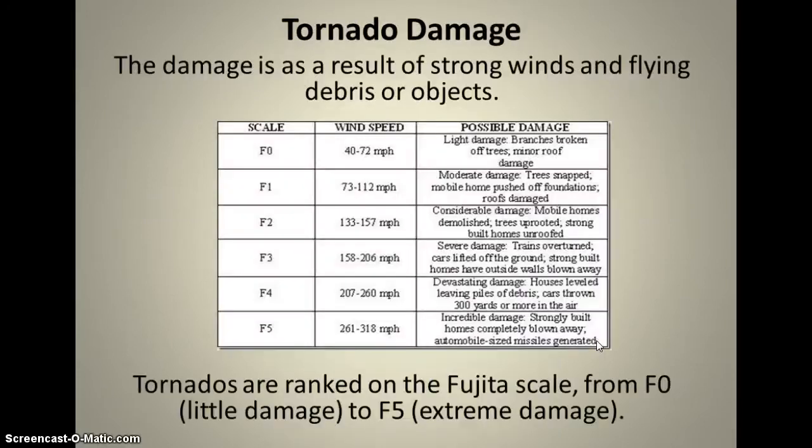So when we talk about tornado damage, we always hear about the F scale, right? The Fujita scale from F0, which is not very much damage, which we hope for if in fact we do have a tornado, to an F5, which is the extreme damage, where it's almost hard to see what the town ever originally looked like. So it's a result of strong winds and flying debris or objects. So it can sometimes pick up cars and houses and really big objects. Here is an example of the actual scale, the wind speeds that they use to determine the strength of the tornado, as well as the damage that they can see.